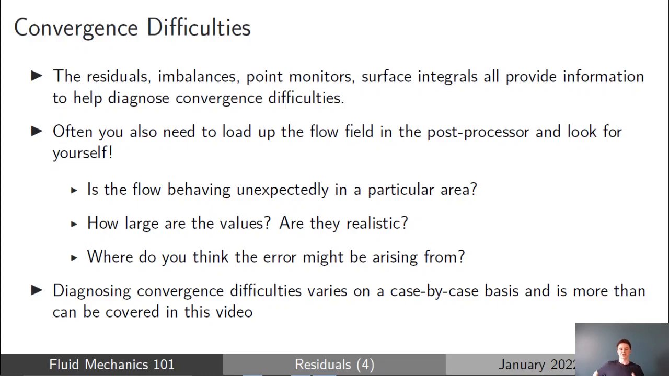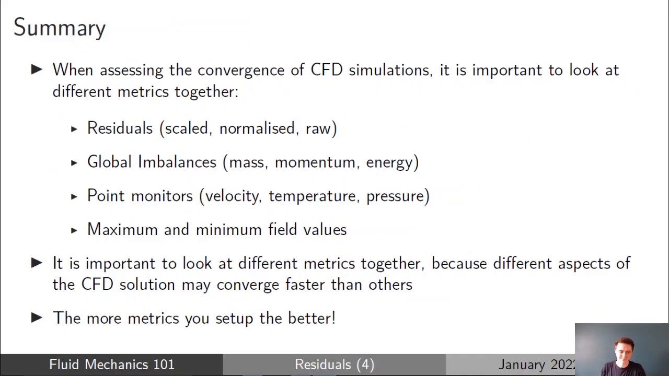Now, of course, I can't diagnose all convergence difficulties in one video, but I hope this has given you some things to think about when you're looking at and assessing your own CFD case, and you can try and work things out for yourself a bit like a detective.